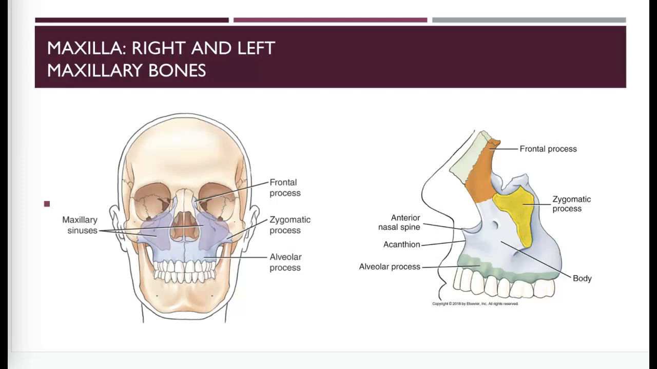Something also you guys will need to know, now that we're looking at facial bones, is what facial bones articulate with what other facial bones, and also if any facial bones articulate with any cranial bones. So, the maxillary bone articulates with 2 cranial bones, the frontal and the ethmoid, and then it also articulates with 7 facial bones: the zygoma, the lacrimal, the nasal, palatine, inferior nasal conchae, the vomer, and the adjacent maxilla.